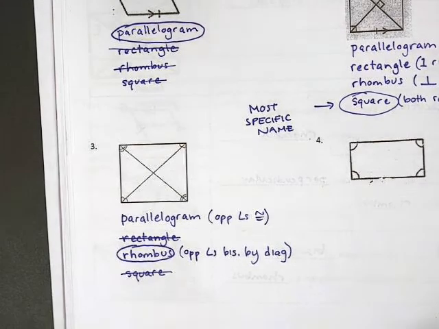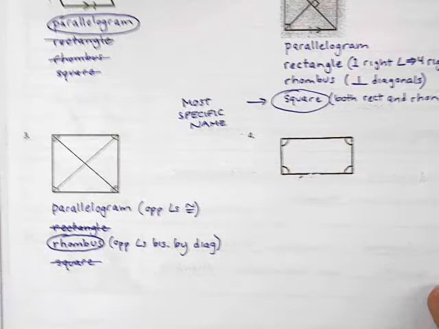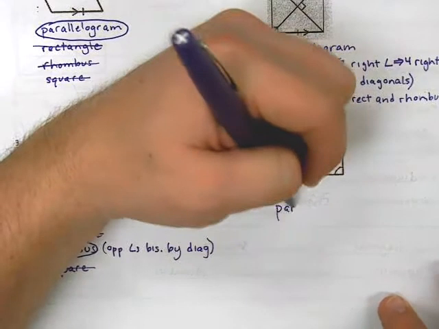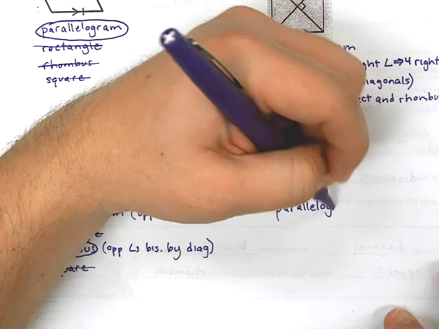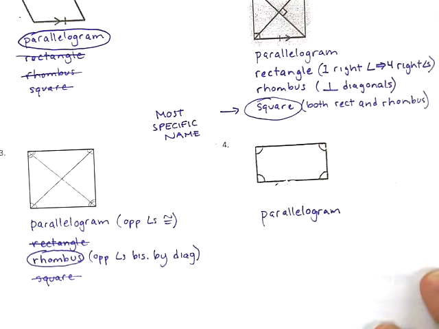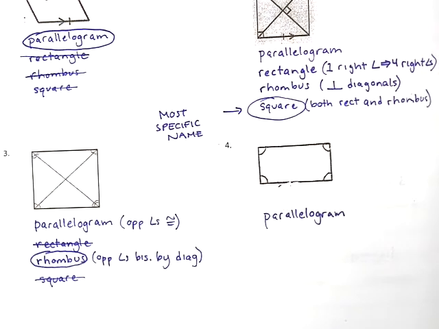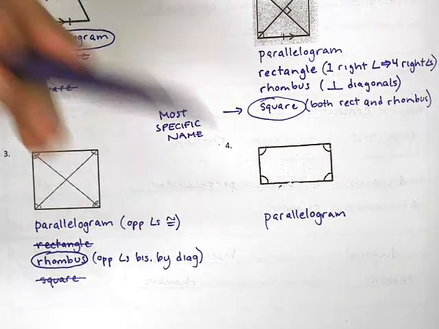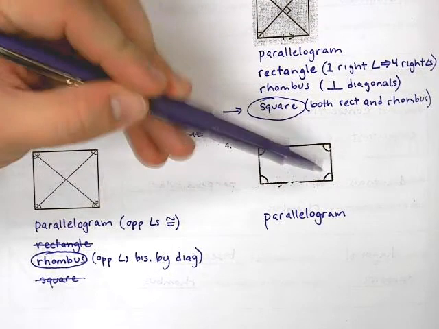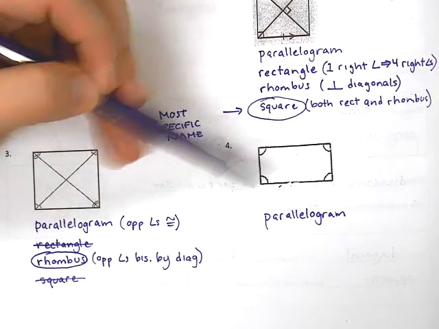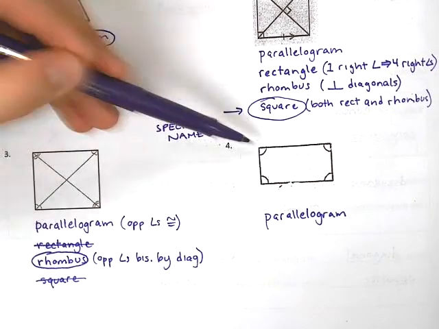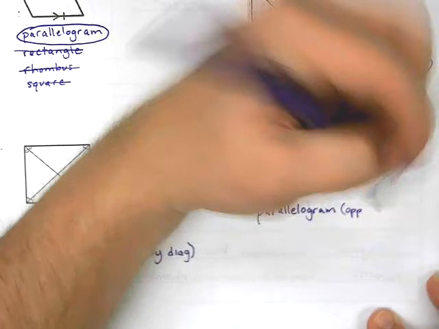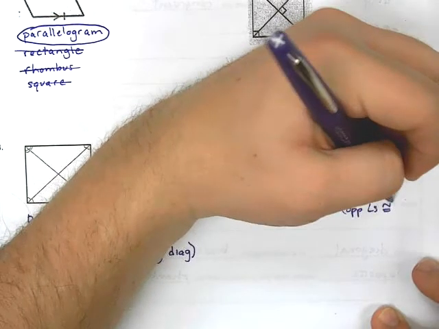All right, last one. Let's check for parallelograms first. Parallelograms, we know we're looking at opposite sides, opposite angles, stuff like that. What can we say about these opposite angles and these opposite angles? Are they congruent? Are these two congruent? Absolutely. This is a parallelogram because opposite angles are congruent.